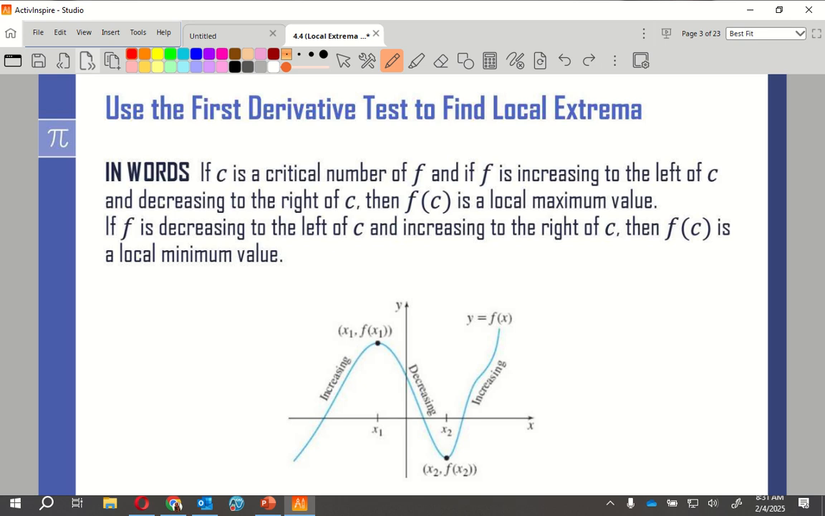Okay, c is a critical number of f, and f is increasing on the left of c and decreasing on the right of c. f of c is the local maximum value. If f is decreasing on the left and increasing on the right of c, then f of c is a local minimum value. Now, why are they using the word local on these ones? Go ahead. Because the graph can keep increasing or decreasing. Yep. So the graph to the right increases to infinity, and to the left it goes to negative infinity. So if it changed from increasing to decreasing, right here, throwing up that gang sign, that's going to be a maximum there.